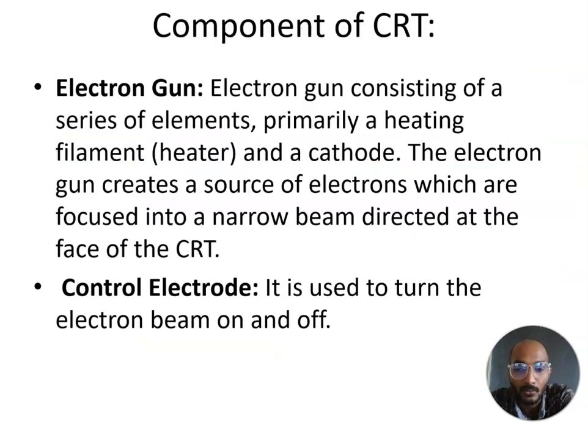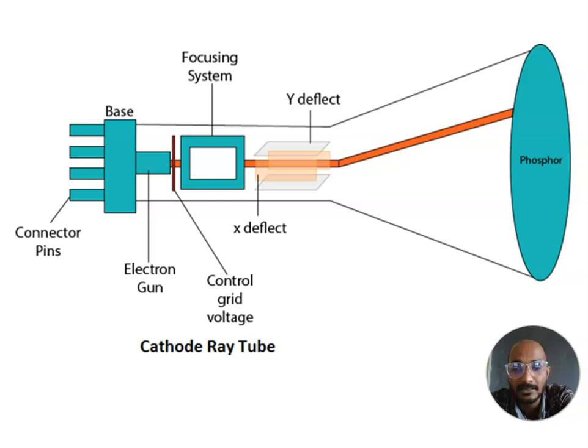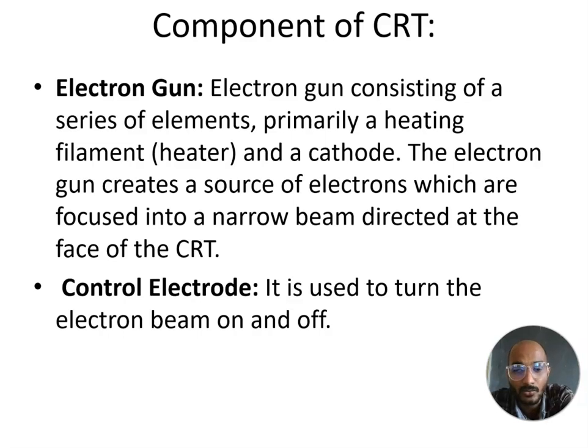Next part is the control electrode. It is used to turn the electron beam on and off. So here the control grid voltage, or we can say control electrode.